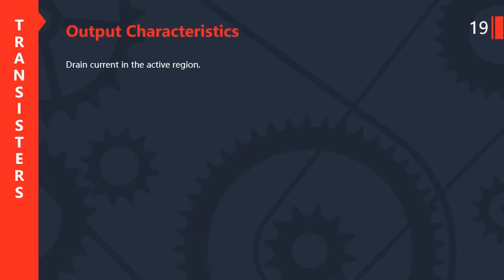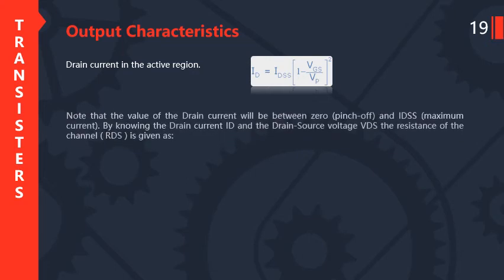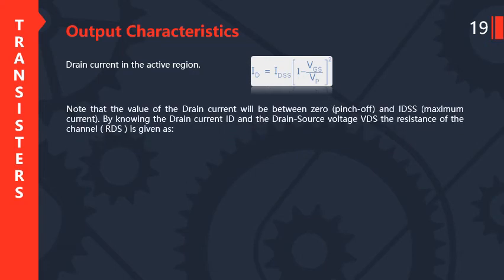Drain current in the active region, ID, is equal to IDSS times (1 minus VGS divided by Vp) whole squared. Note that the value of drain current will be between 0 and IDSS, the maximum current.